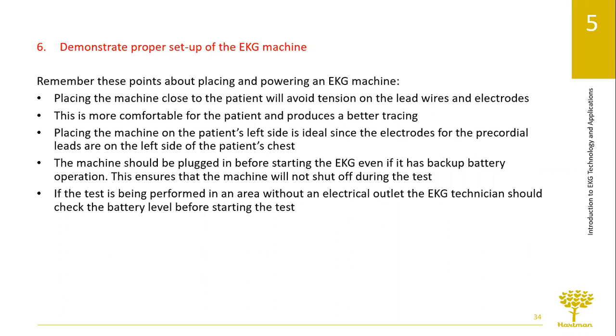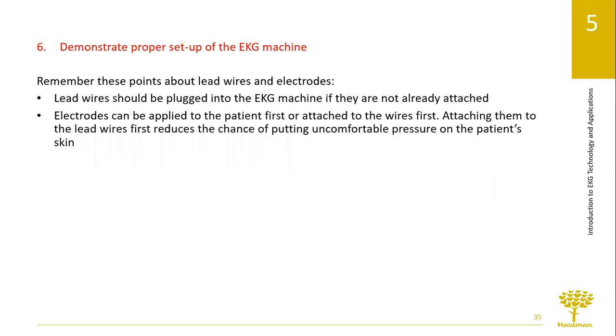The most correct position is them laying flat, but they may not tolerate that if they're symptomatic and having shortness of breath. If you place the machine on the patient's left side, it's ideal because that's the side that the precordial leads are going to be on. So they're not hanging off the right side of their chest, drooping across their body. And then you should have the test performed in an area without electrical outlets because it could have some 60 cycle interference.